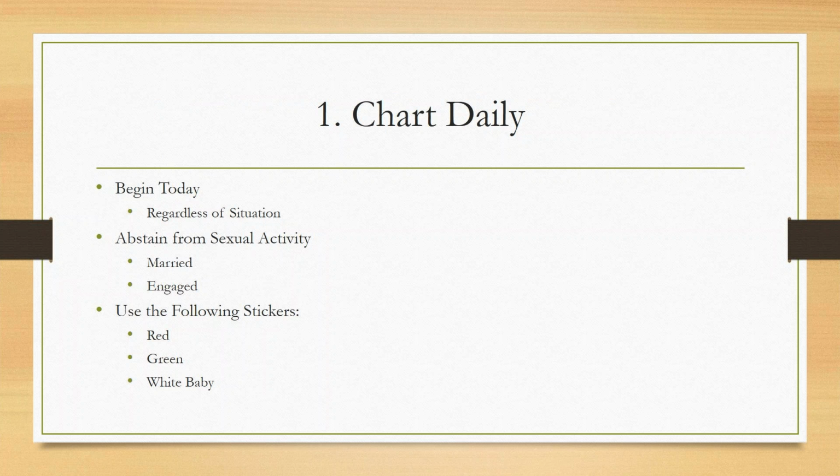Okay, so the first thing that you need to keep in mind is chart daily, begin today, regardless of your situation. Let's just say that you're on the pill for whatever reason, or maybe you're already pregnant, or maybe you have some sort of weird situation going on. Yes, charting will not really do a lot of good for you because you're probably not going to have fertility, but you'd be surprised. Last year, Marianne and I had 3 women that were on the pill and still ovulated, meaning their pill was doing absolutely nothing to prevent ovulation.